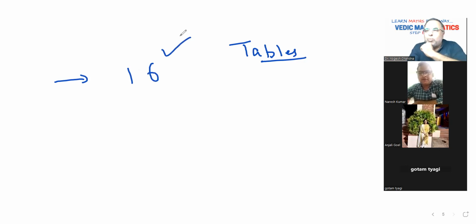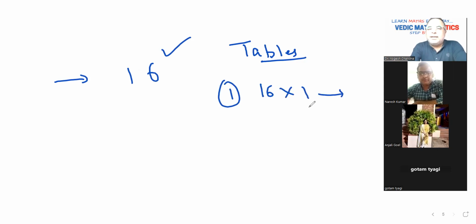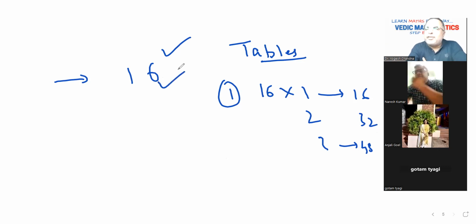I'll tell you the reasons behind it. First thing, we adopt a method. 16 ones are 16, 16 twos are 32, 16 threes are 48. We cram the things. Correct? Yes, Nareshi? We cram. Now, it's possible for 16, but when it comes to 76, it's not possible for everybody to cram.